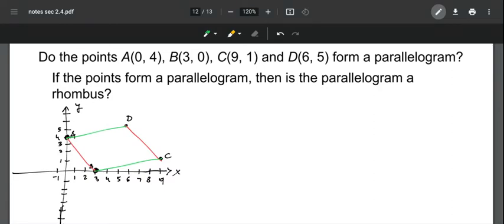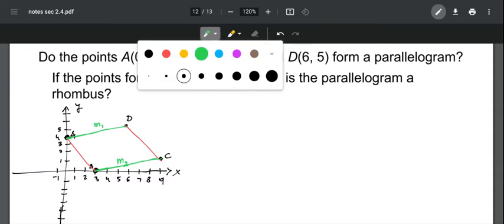We have two choices. So we have to show that segment AD is parallel to the segment BC, and also we have to show that segment AB is parallel to segment DC. So in order to do that, I'm just going to find the slope. I want to find the slope between points A and D, and that will be M1. And then I want to find the slope between points B and C, and that will be M2. And if those slopes are equal, then we know that segment AD and BC are parallel to each other.